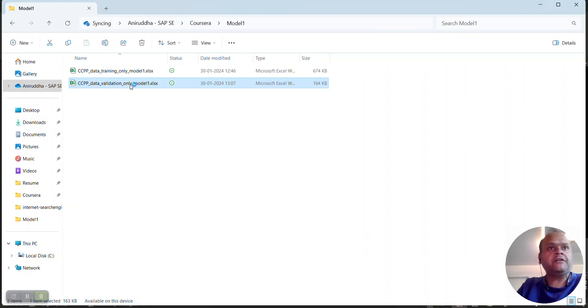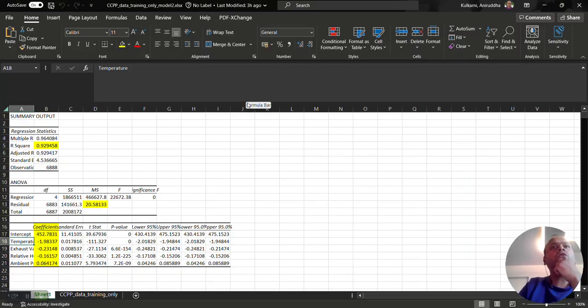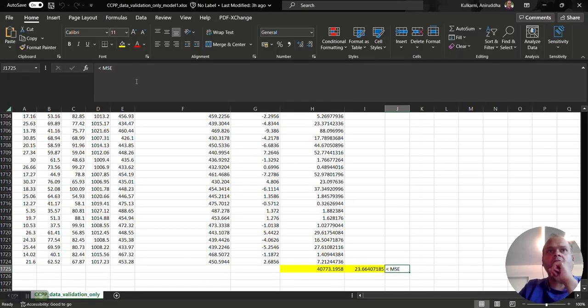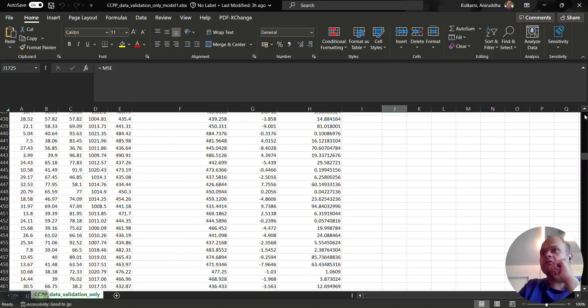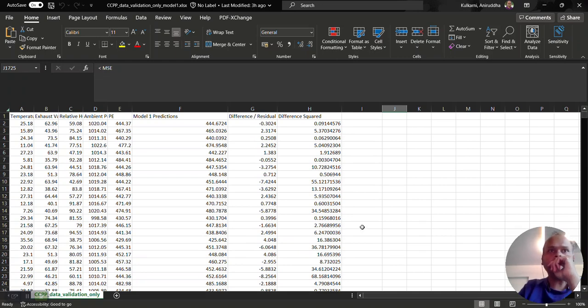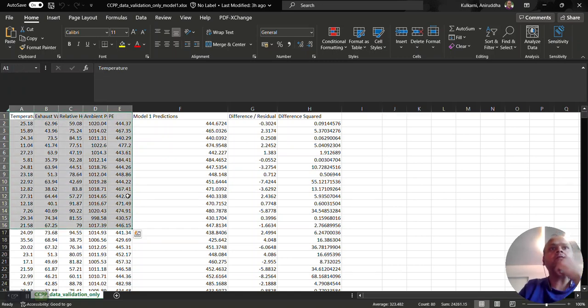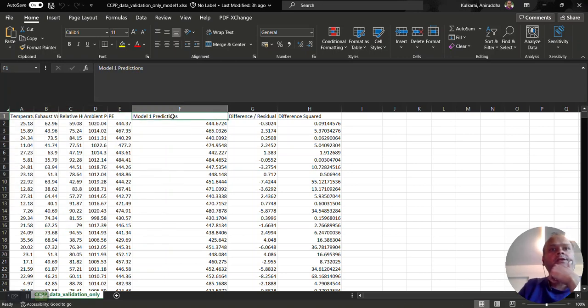So this is the validation only data set for model 1 again. Just a reminder, this is the model which considers only three of the input features. So let me scroll all the way to the top. And if you see here, this is of course the validation data set. And over here, I've added some new columns.